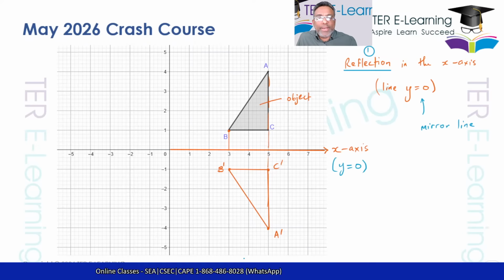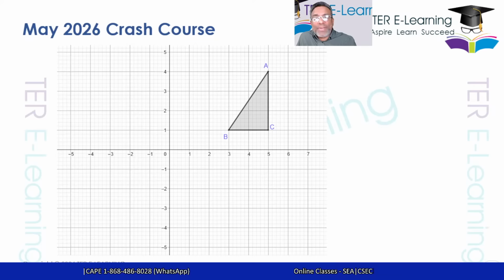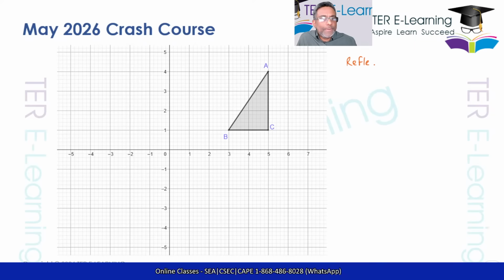Okay, so this one here is a reflection in the x-axis. What if I have that same triangle here and I want to do a reflection in the y-axis?